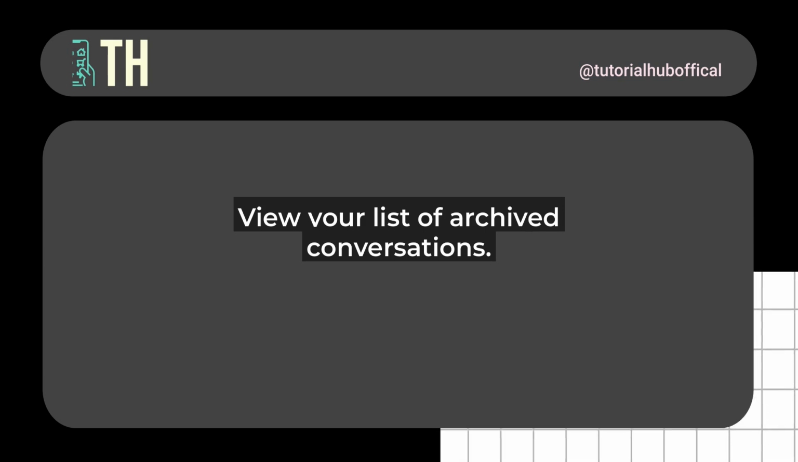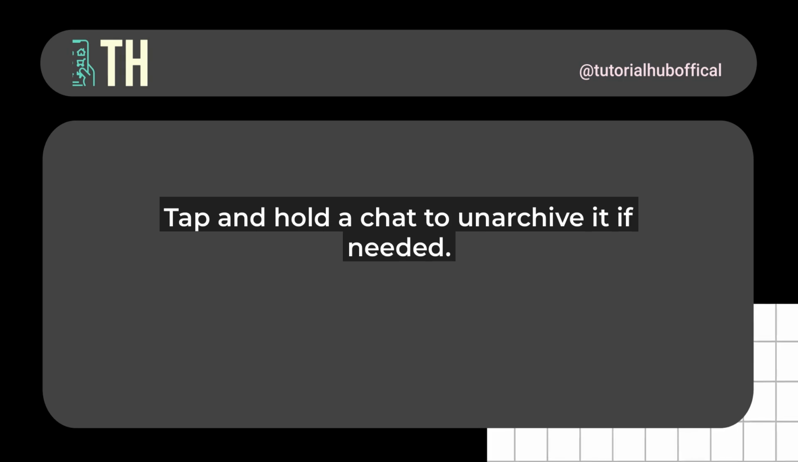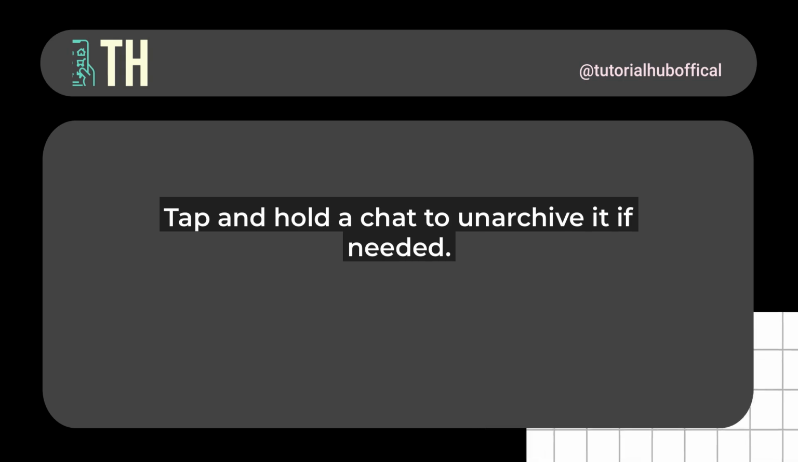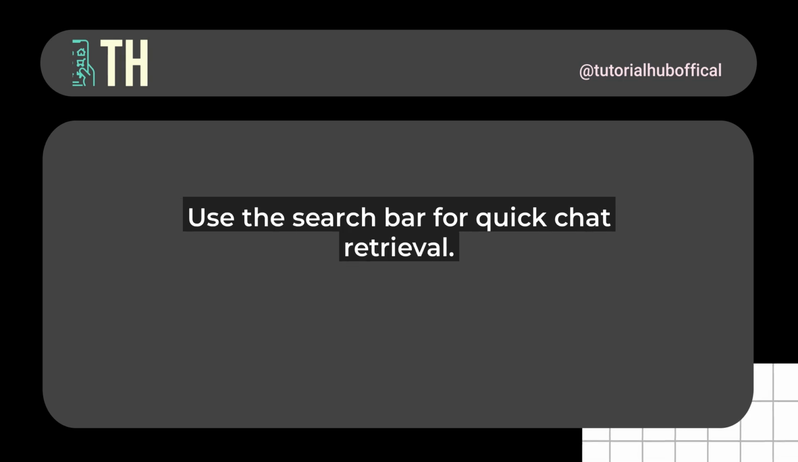From here, you can browse through your archived chats easily. If you want to unarchive one, simply tap and hold on the chat, then select the Unarchive option. It will pop right back into your main chat list. A quick tip: use the search bar at the top of the archived chat screen to find specific conversations faster. Remember, archiving doesn't delete your messages, it just hides them to keep things organized.